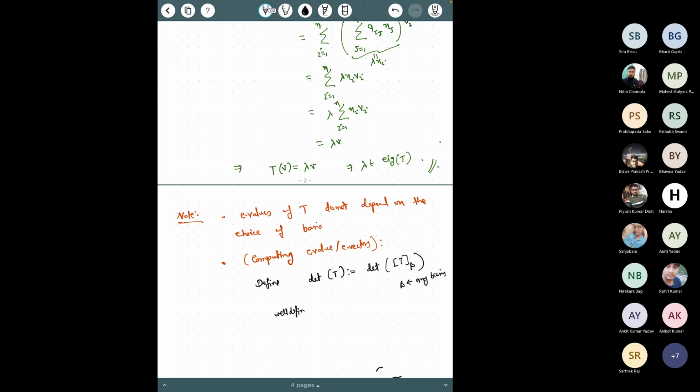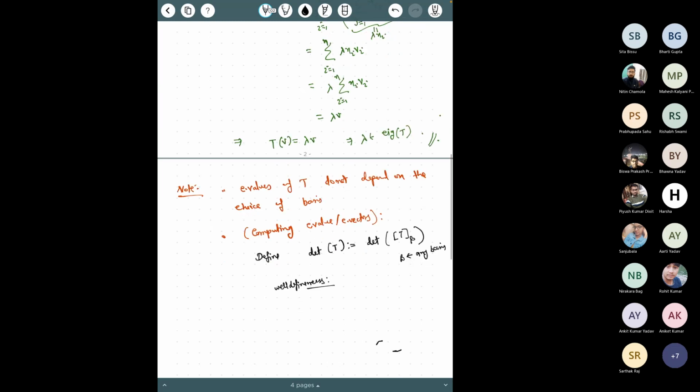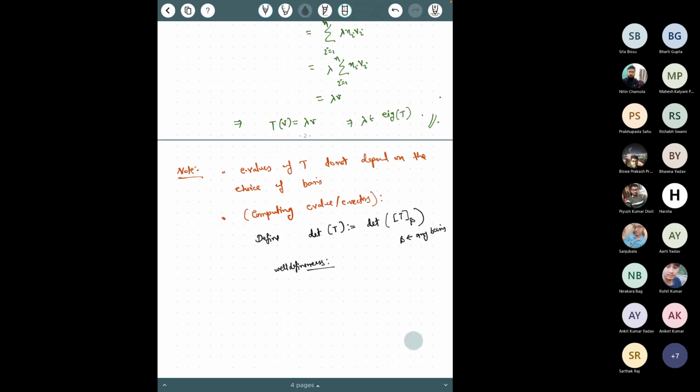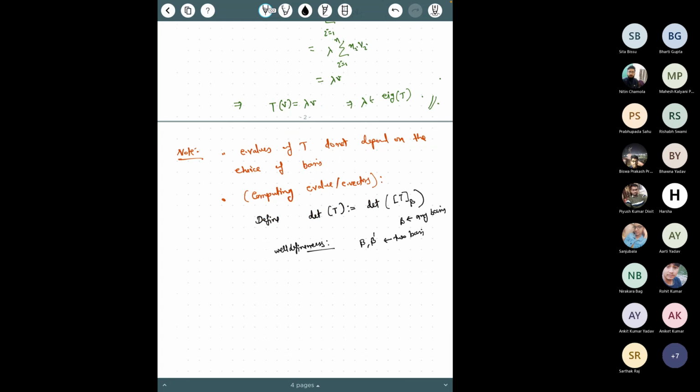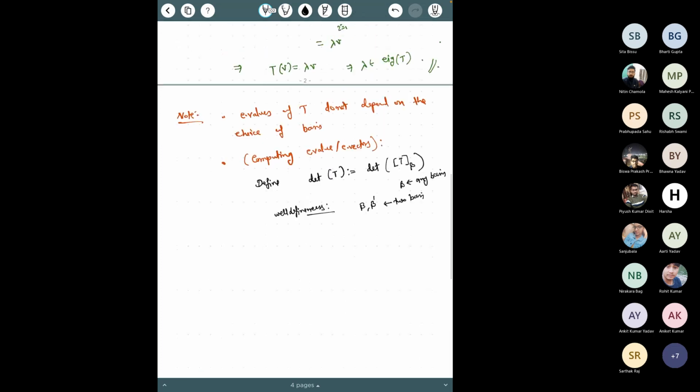Well-definedness of this determinant needs to be checked. How to check that? You take any two bases, let's say B and B dash. There are infinitely many bases, and we can find the matrix representation of T with respect to each of them. But all these matrix representations should give you a unique value, and therefore you can say the determinant of T is the determinant of the matrix of T with respect to any basis. It should be free of the choice of basis.